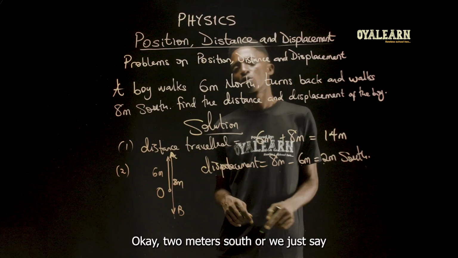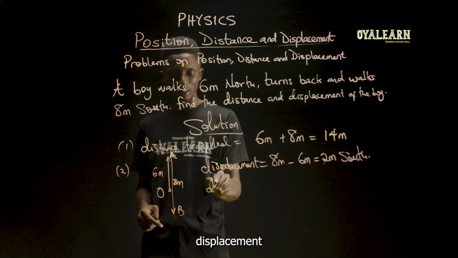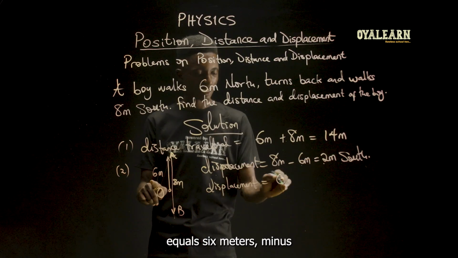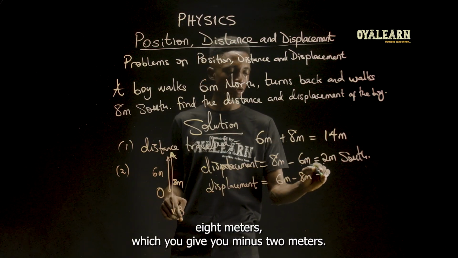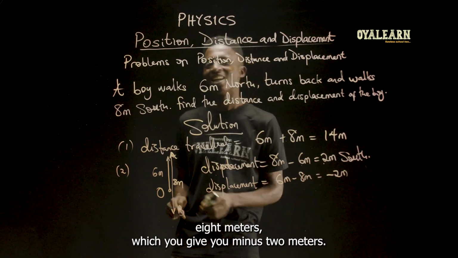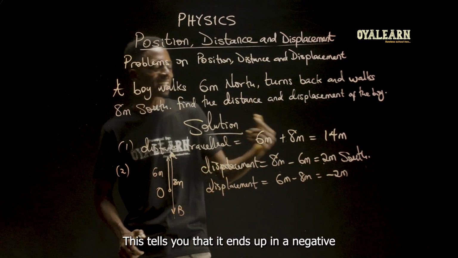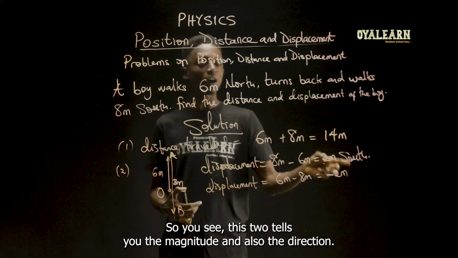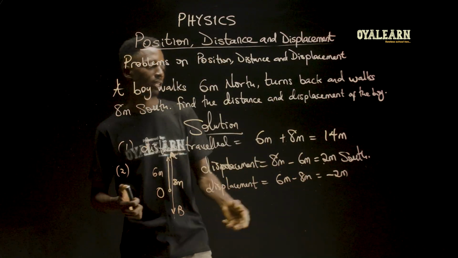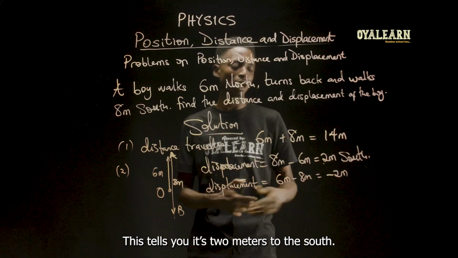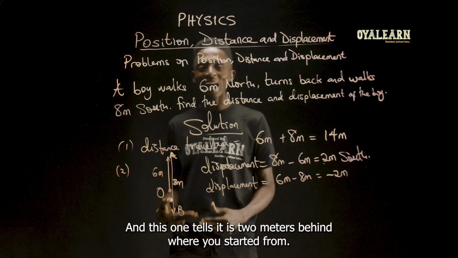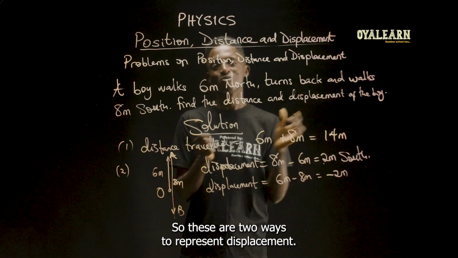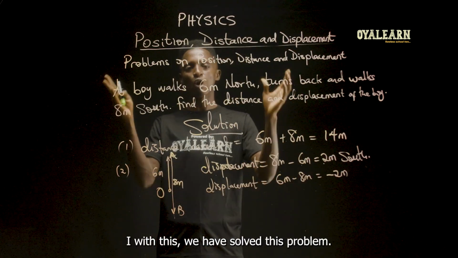Okay, 2 meters south, or we just say displacement equals 6 meters minus 8 meters, which will give you minus 2 meters. This tells you that it ends up in a negative 2 meters position from where it started from. So you see, this 2 tells you the magnitude and also the direction. This tells you it is 2 meters to the south, and this one tells you it is 2 meters behind where it started from. That also tells you the direction. Okay, so these are two ways to represent displacement, and with this we have solved this problem.